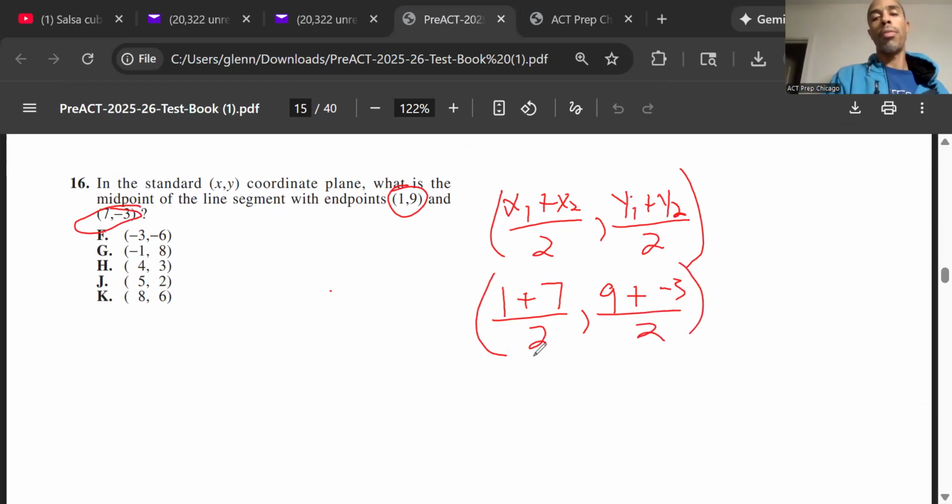We do the math for that. We get 1 plus 7, 8 divided by 2 is 4. 9 plus -3 is 6 divided by 2 is 3, right? That's one way you could do it. That's the way I would do it, obviously.